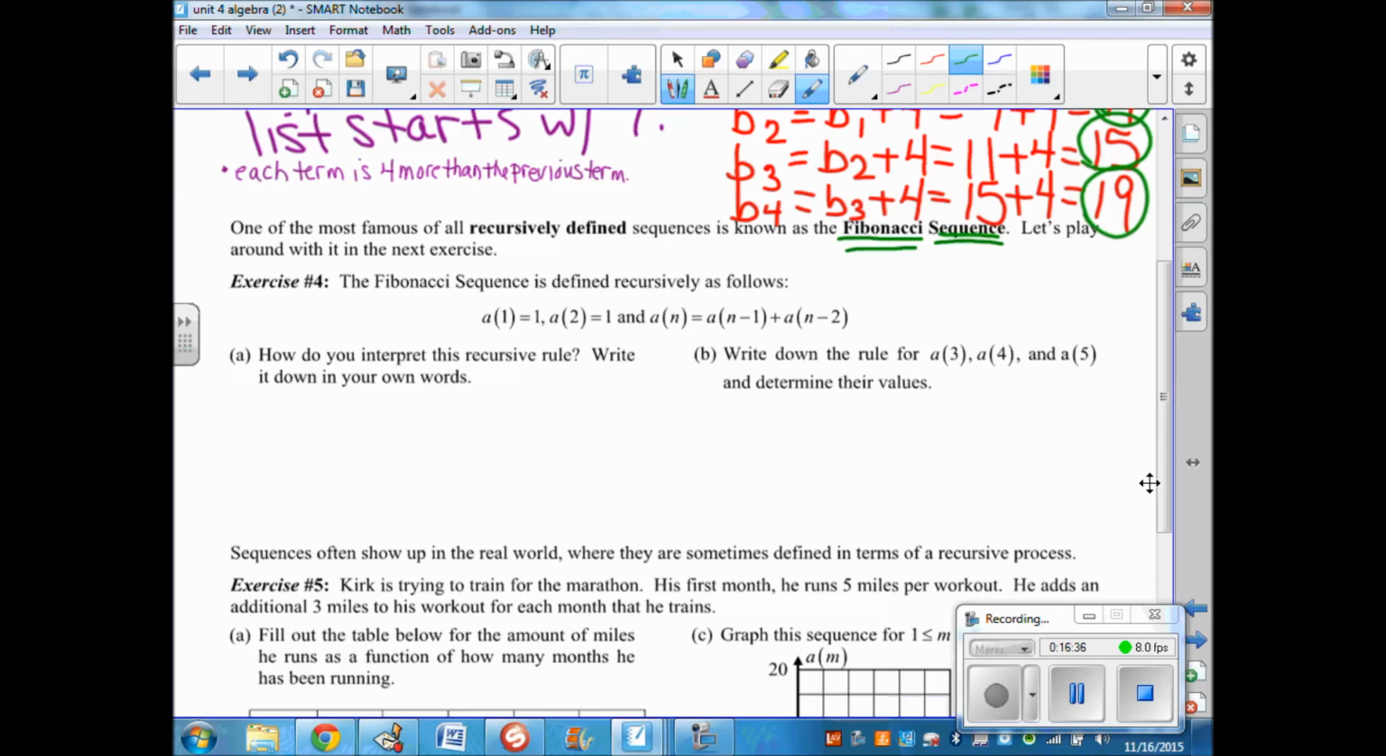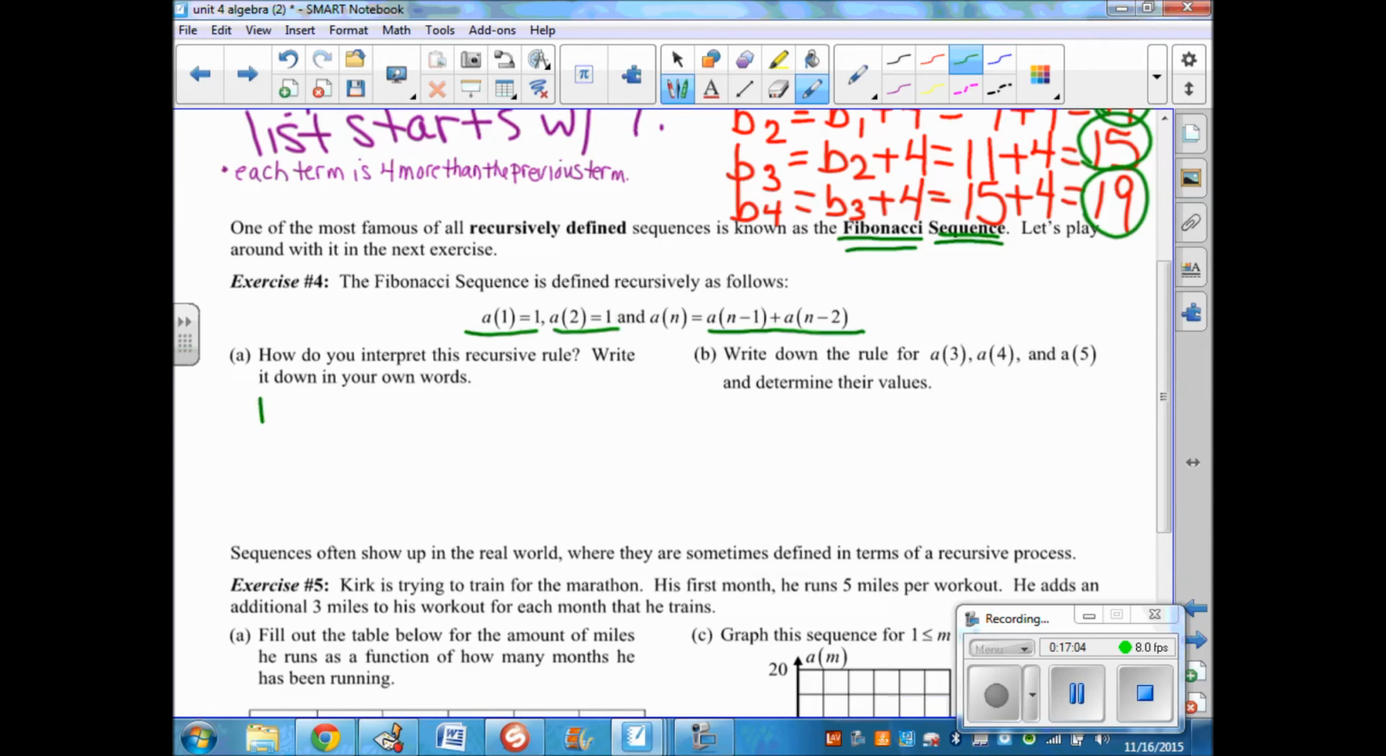They're fabulous. So the Fibonacci sequence is defined recursively as follows. So here's the definition. So the first term is 1. The second term is also 1. And how do we generate terms after that? It says the term is equal to the term before plus the term before the term before. Holy smokes, what does that mean? Let's see. So it says, how do you interpret this recursive rule? Write it down in your own words.